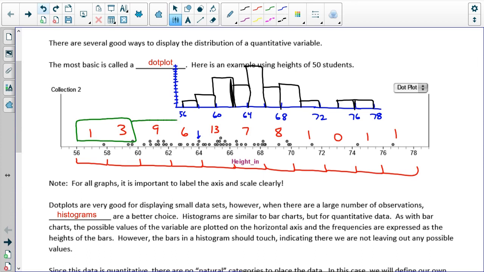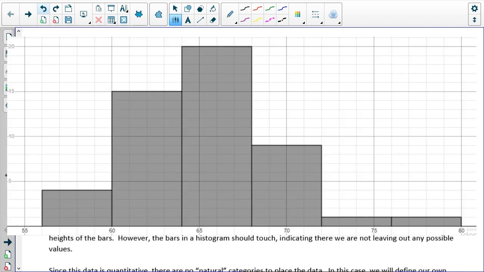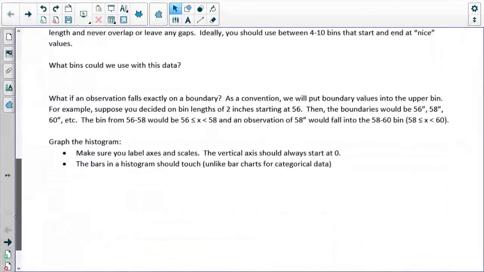So this one has 4 in it, this one has 15 in it, this one has 20 in it, this one has 9, this one has 1, and then unfortunately I would have to go all the way to 80 in order to make sure that my bins keep the same size, and then that one would have 1 in it. So I can also do another histogram that looks a little different. It's going to look different, but it's going to represent the same data. And so that's something that's important.